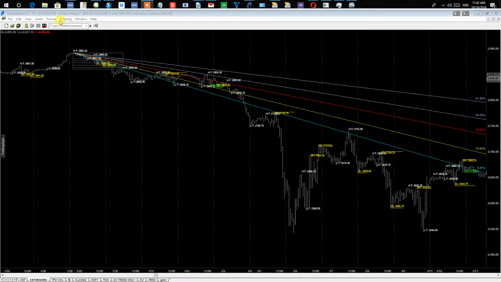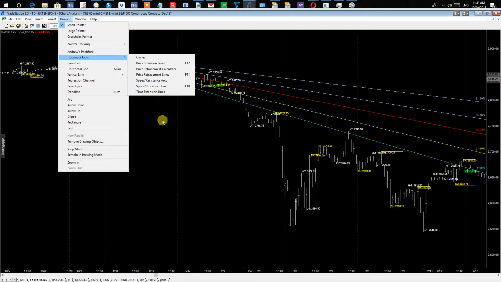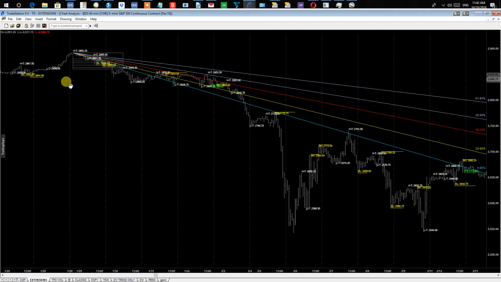In this video, we're going to be discussing the use of the Gann fan, or as it is referred to in TradeStation, under Drawing, go to Fibonacci Tools, go to Speed Resistance Fan, and the tool will pop up. Or you can create a hotkey, which is the way we use it here.